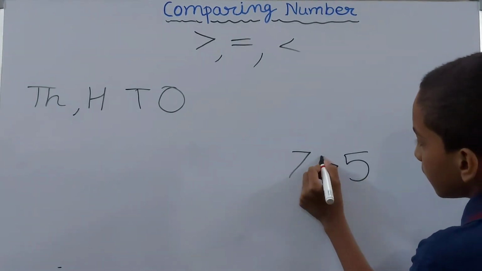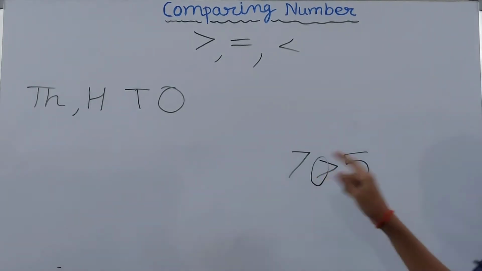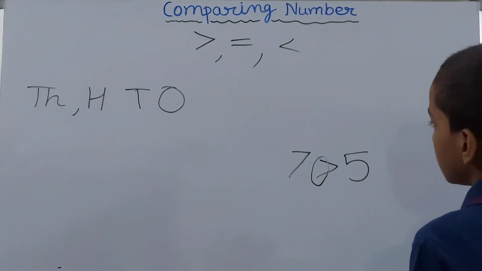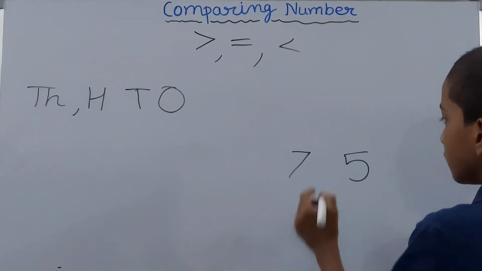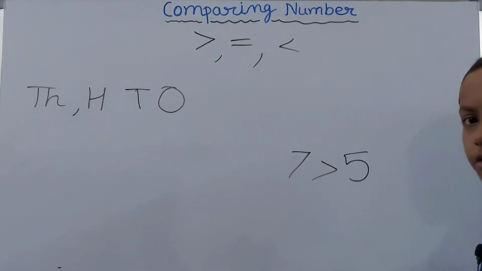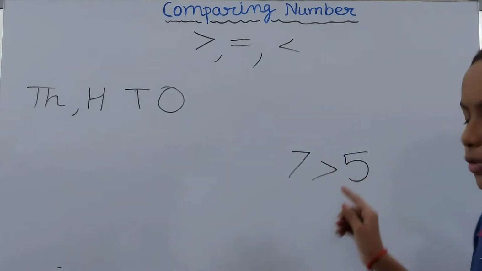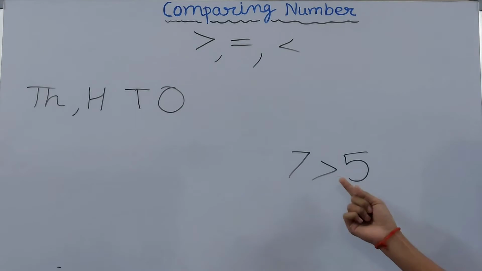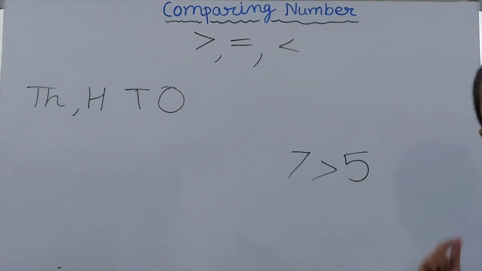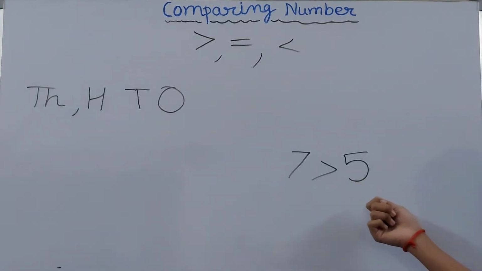This side is the open side of your symbol, and you see this open side is facing towards 7 and this is the closed side. So the closed side is facing towards 5.